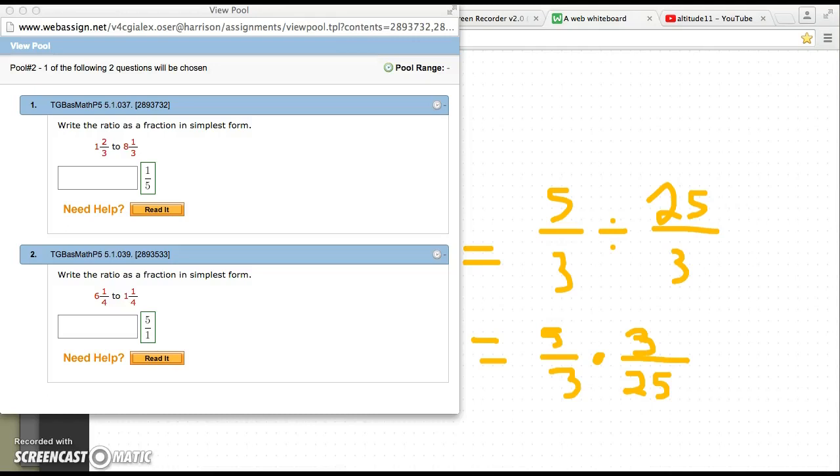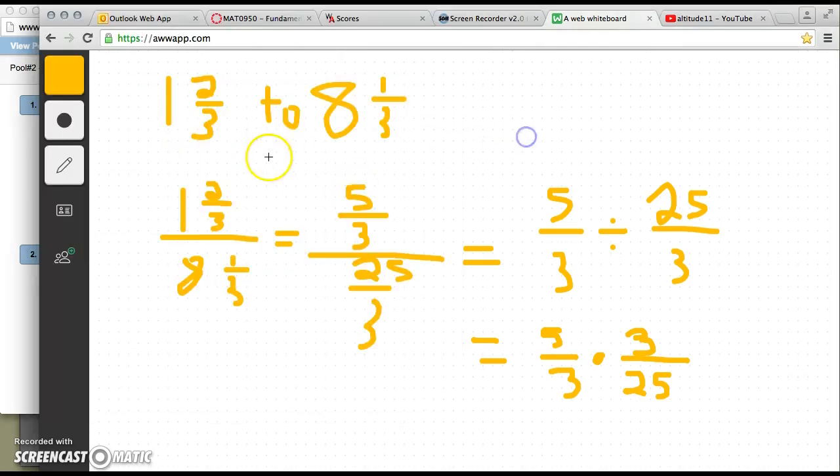Alrighty folks, so this is video 2 for week 8, which covered the week 8 homework and also the chapter 5 quiz. We're on to the quiz, and we were looking at problem number 2 here. What we were doing is we needed to take these ratios and rewrite them as a fraction in simplest form. Alright, so we had already started working on this first one here, 1 2/3 to 8 1/3.